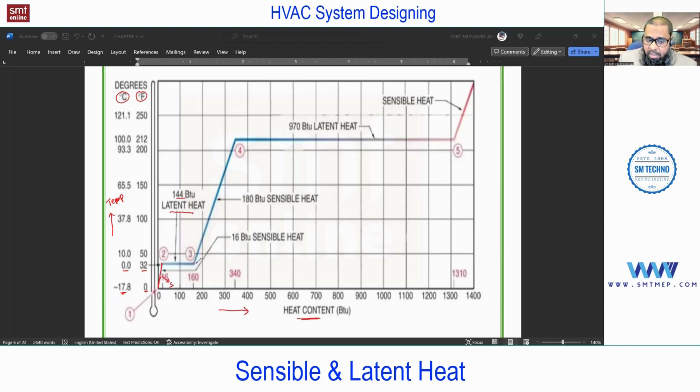Further, if you add heat, what will happen? Rise of temperature. The temperature increases. Temperature also increases, right?